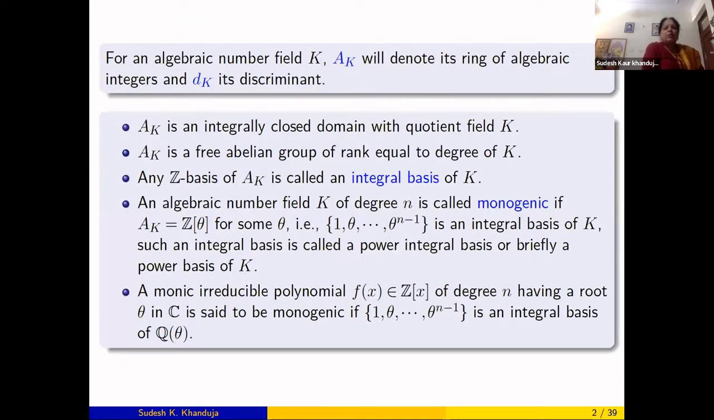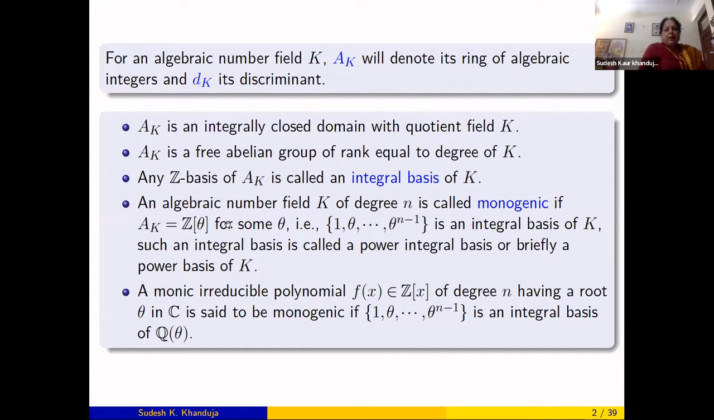Now for some notations. For an algebraic number field K, A_K will denote its ring of algebraic integers and D_K its discriminant. Some basic facts: A_K is an integrally closed domain with quotient field K. A_K is a free abelian group of rank equal to the degree of K over the field of rational numbers. Next, any Z-basis of A_K is called an integral basis of K.